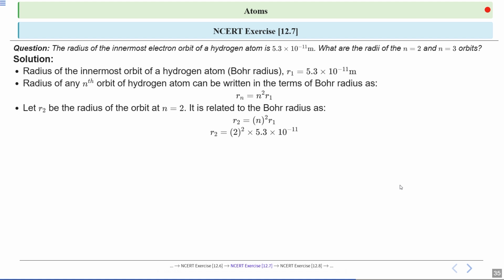So now let's substitute the numbers. R2 equals 2 squared, which is 4, times 5.3 times 10 to the power minus 11 meters. Multiplying this gives us the radius of the second orbit. So after calculating, we find R2 equals 2.12 times 10 to the power minus 10 meters. This is the radius of the second orbit in the hydrogen atom. Notice how much larger it is compared to the first orbit. This shows how quickly the size of the atom increases as electrons move to higher energy levels.